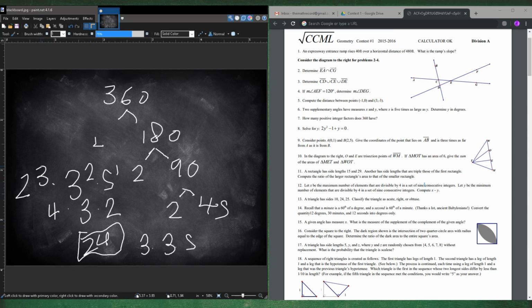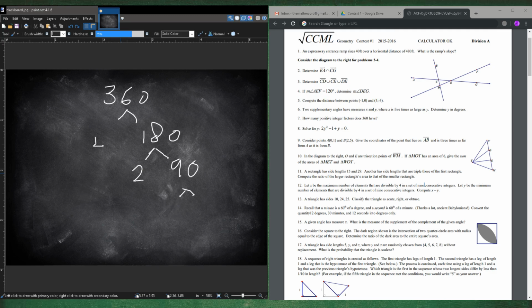Because there's 4 ways to go here, 3 ways to go here, and 2 ways to go here. Because 0 is also a possibility, because 2 to 0 is also just 1. So 2 to 0 times 3 to 0 times 5 to 0 is just 1, which is also one of the factors. So it gives you different numbers every single time. So 24 would be the answer, which is just that easy.